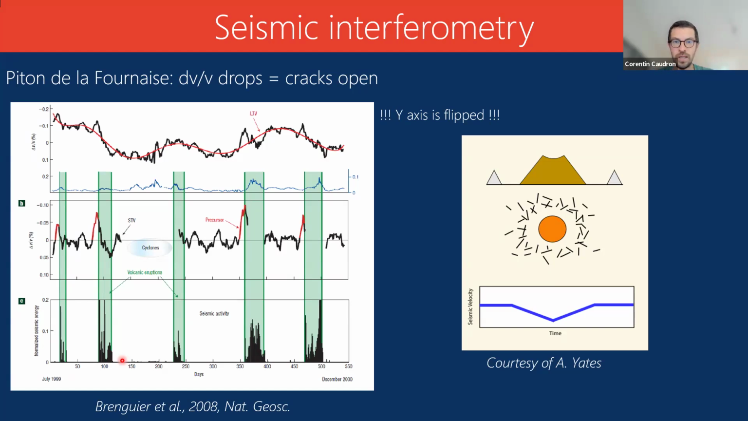And one way to understand or to interpret that is that you open, again, cracks, tiny cracks, which do not produce any earthquake in the crust. If you open these cracks, the seismic waves will take more time to propagate through the volcano, and the seismic velocity will decrease, which was one of the first interpretations, which is actually still valid right now.